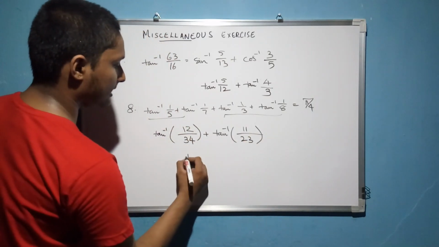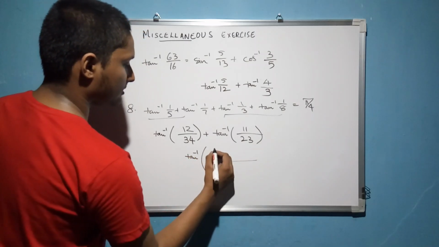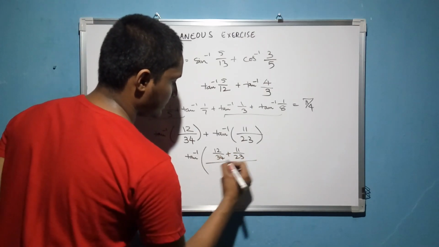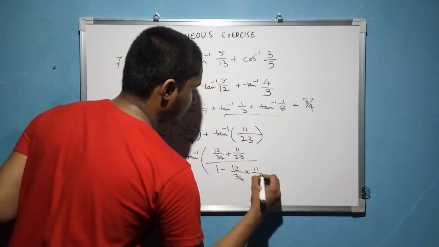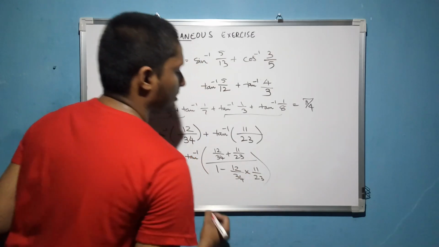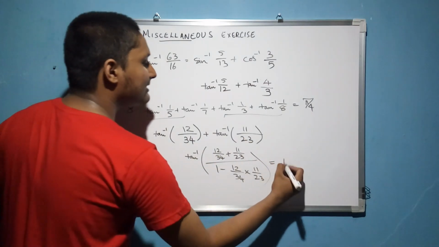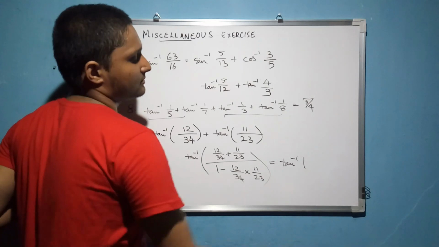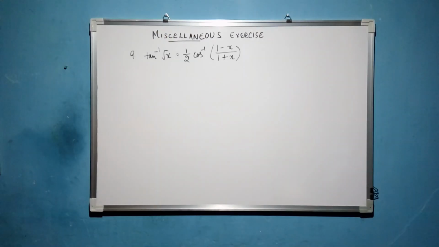So we need to add this again now. This comes to be tan inverse of first plus second. That is 12 by 34 plus 11 by 23 divided by 1 minus 12 by 34 into 11 by 23. This is however going to be a very big number. At last you are going to get tan inverse of 1, that is equal to pi by 4. Okay, you have the ninth question.